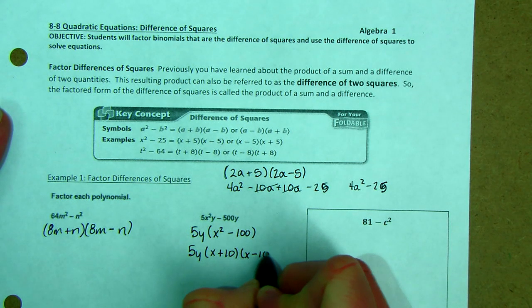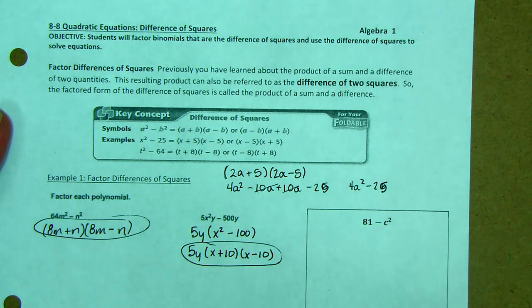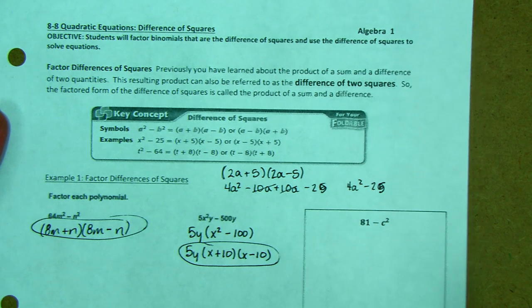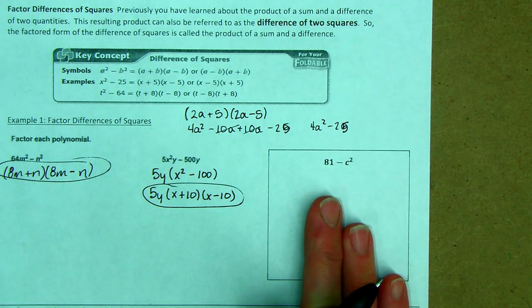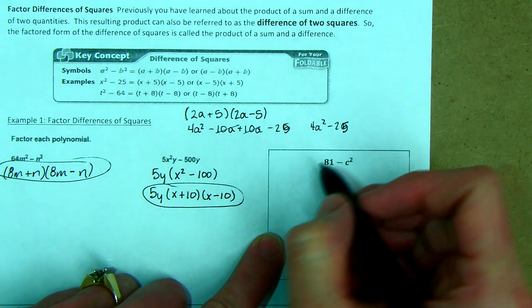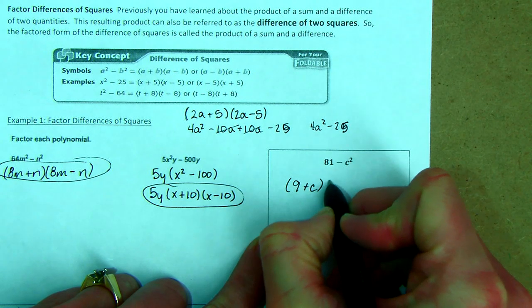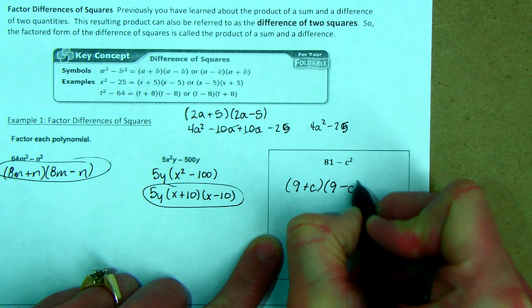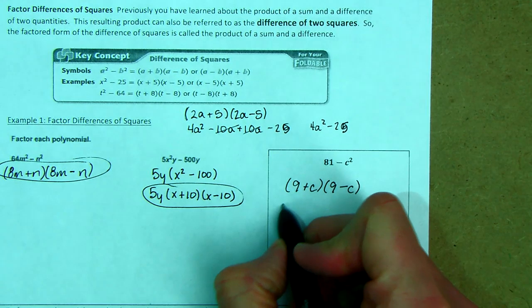All right, everybody see that? The same thing is true. I'll give you a different look at the example in the box. Usually we have variables in the first term and not in the second term, but this one works the same way. It is going to be 9 plus c and 9 minus c. All right? And you can always double check that by multiplying it out. So 81 minus 9c plus 9c minus c squared, and that's what we get.